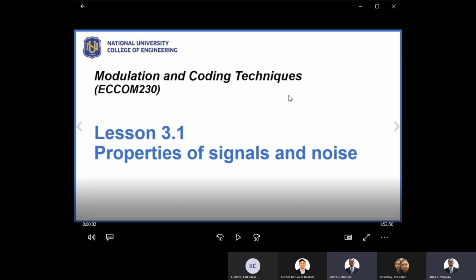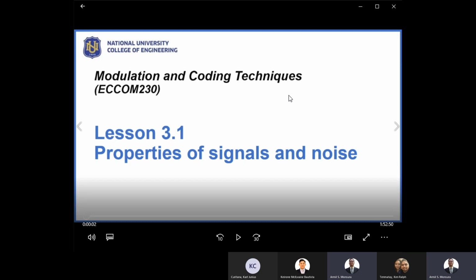We stopped at the point where we were comparing the mathematical model of our waveform versus the physical waveform, versus the computer-generated waveform. We're at that point.